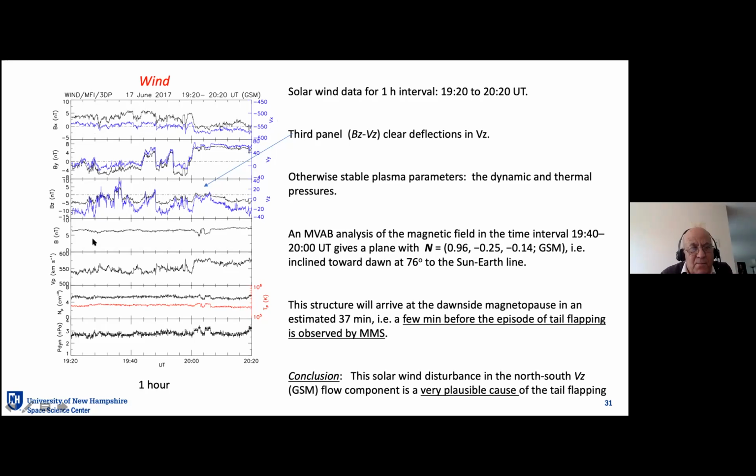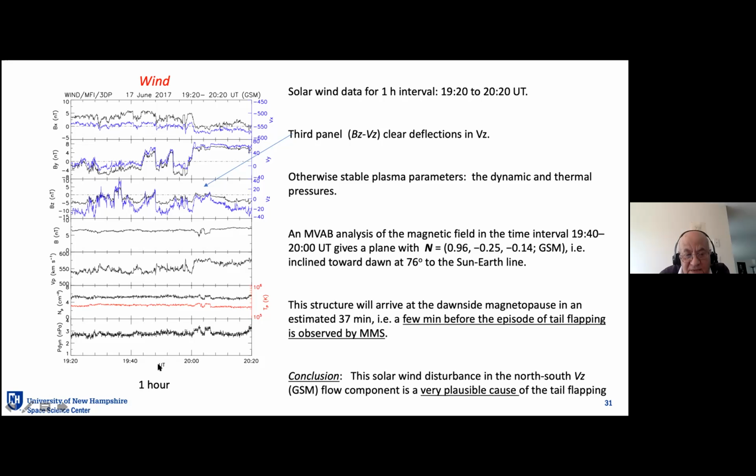And then we have other components like the total B and the velocity, which are, interestingly enough, very, very steady. So if anything is being caused by this solar wind, it will be these stable plasma components. When we want to know the delay it takes for this to arrive at the magnetopause, we do an MVA analysis and find that these are in a plane oriented towards dawn at 77 degrees. So this structure will hit the dawn side magnetopause in an estimated 37 minutes.